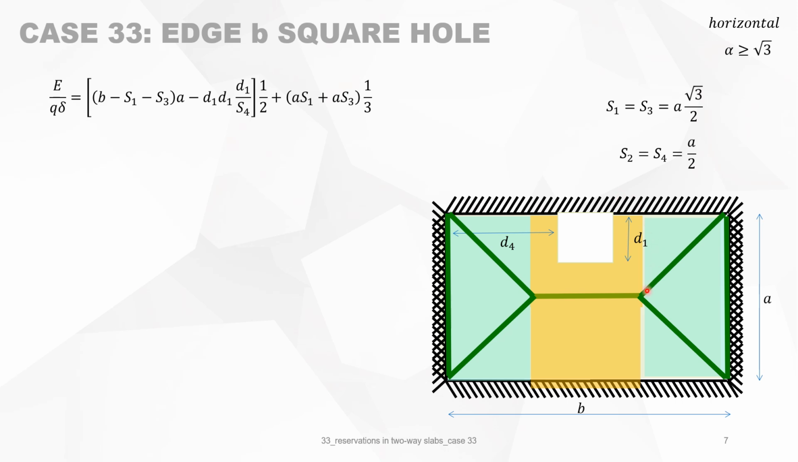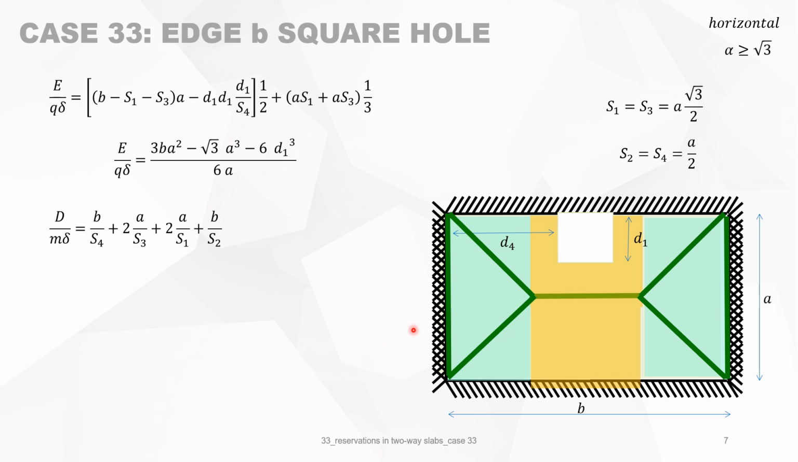Now we have to subtract the reservation, and then it's D1 times D1. The maximum deflection here at that point is delta times D1 over S4, and the mean deflection then is 1/2 of it. Then we can substitute the parameters, and then we get this simplified formula.